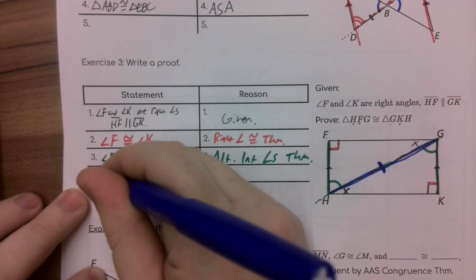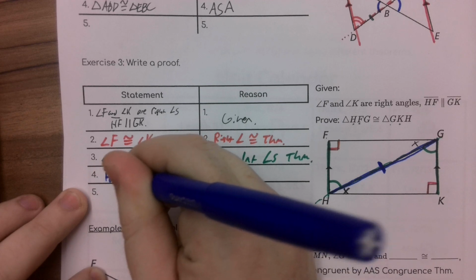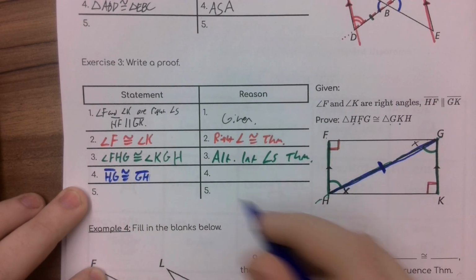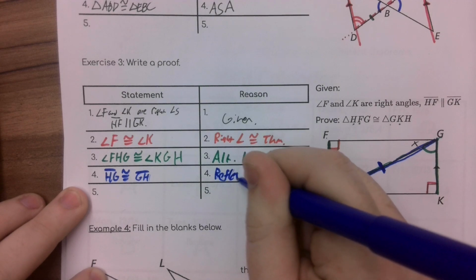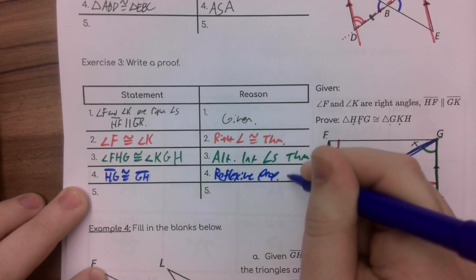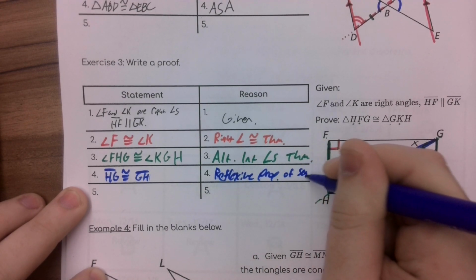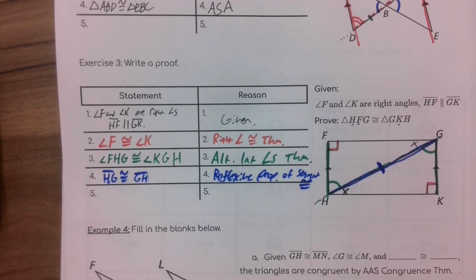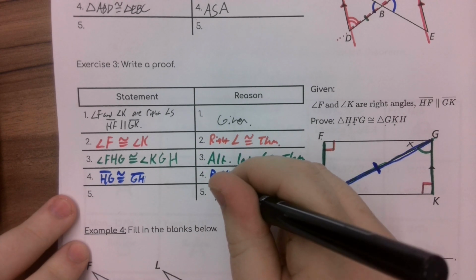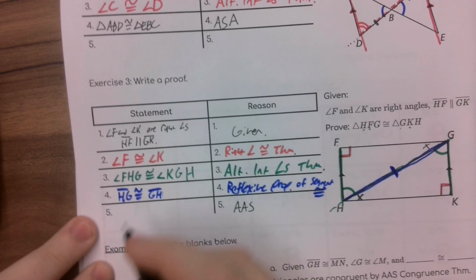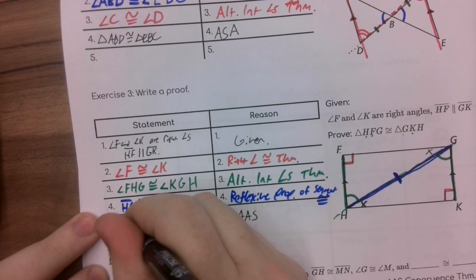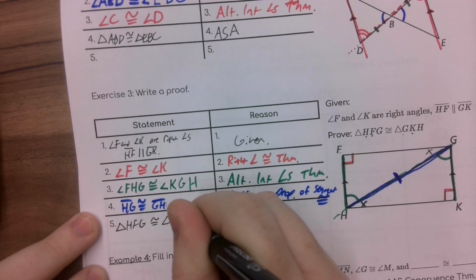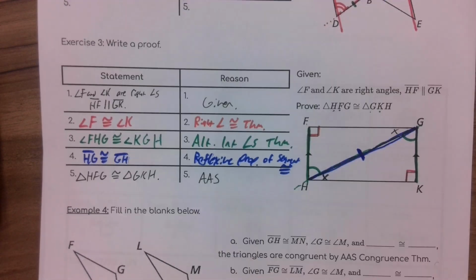So we could say that HG is congruent to, again, based on the letters of our proof, GH. This is the reflexive property of segment congruence. And as said before, we now have two angles and a side that are congruent. So triangle HFG is congruent to triangle GKH. Love it.